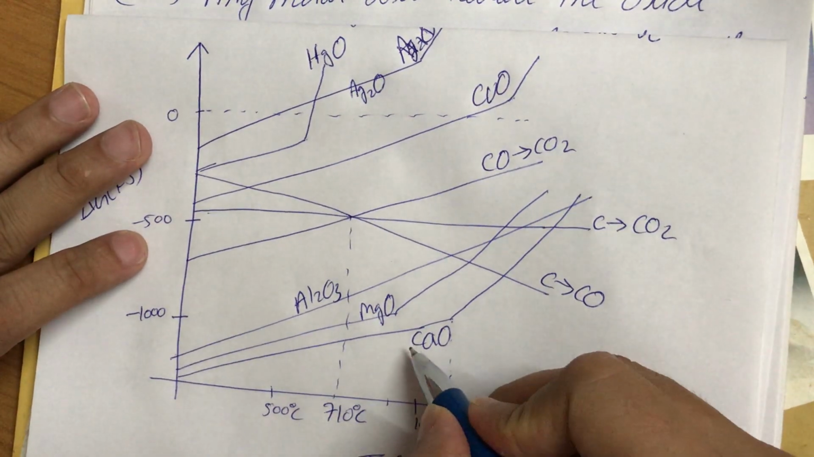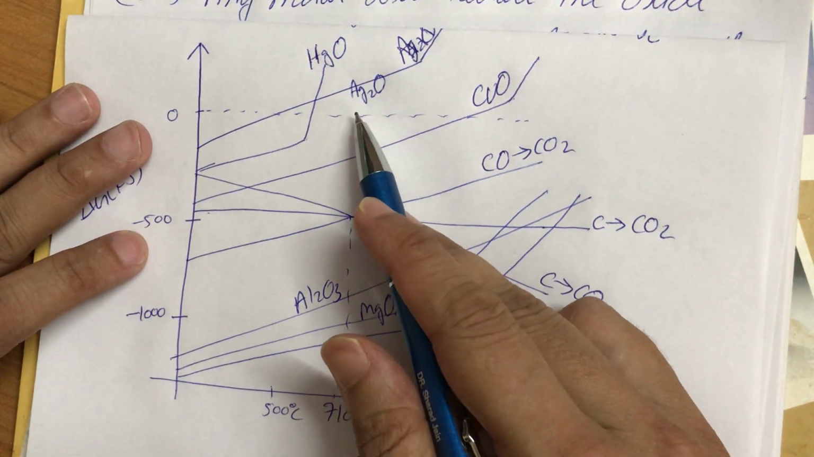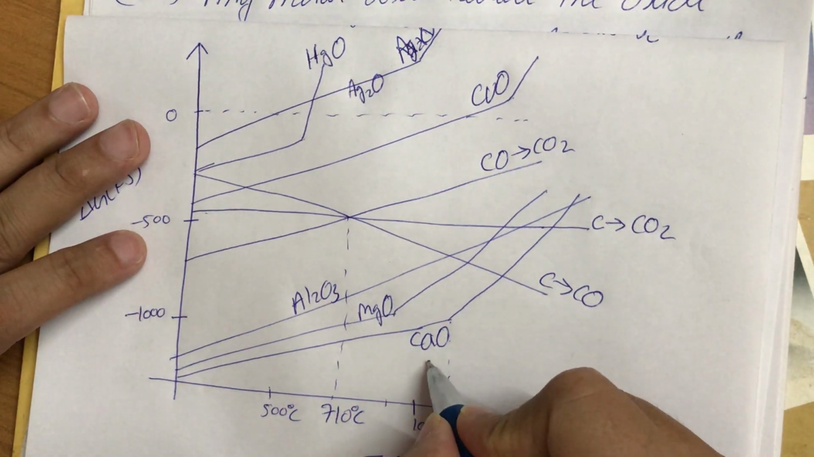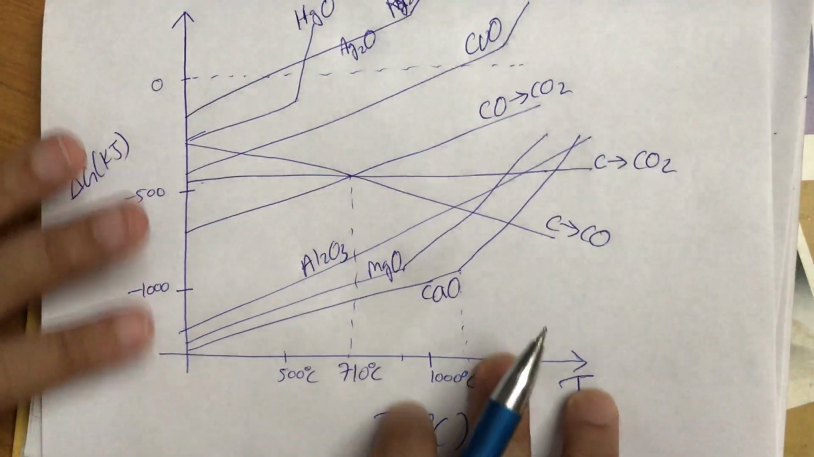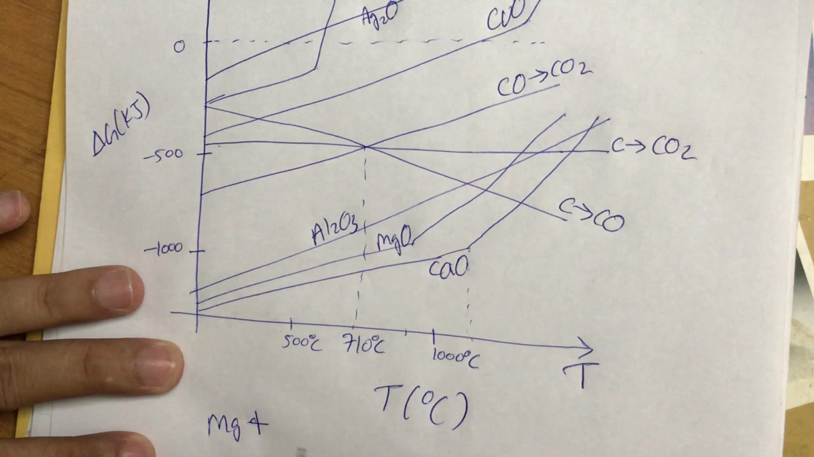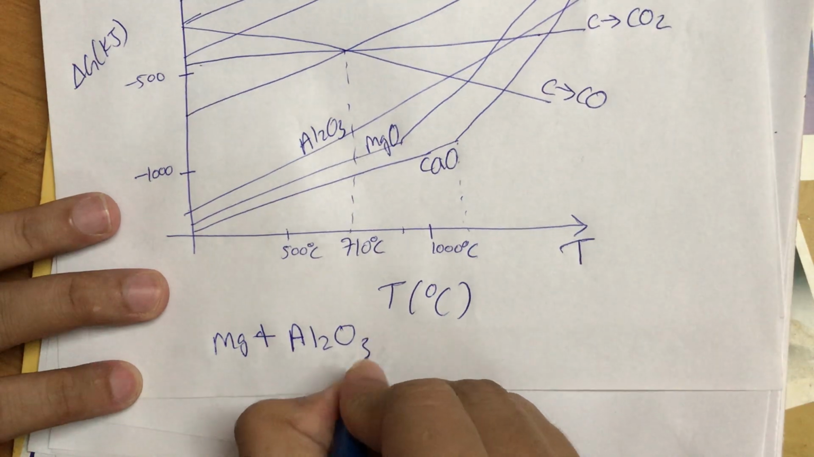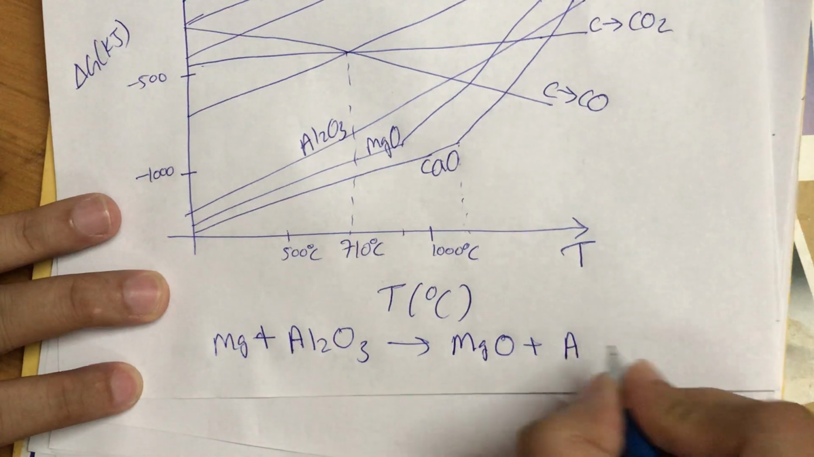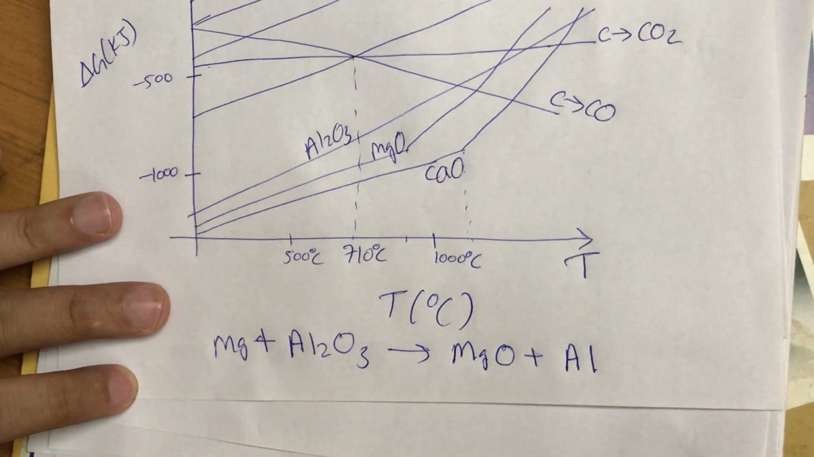Now see an example: calcium can reduce magnesium oxide, aluminum oxide, copper oxide, silver oxide, clear? Magnesium cannot reduce calcium oxide, but magnesium can reduce Al2O3 and whatever is present above it. Mg can react with any oxide which is present above it. Let's say Mg can react with Al2O3 and it will convert into MgO itself and it can reduce aluminum. So thermodynamically, this reaction is possible.